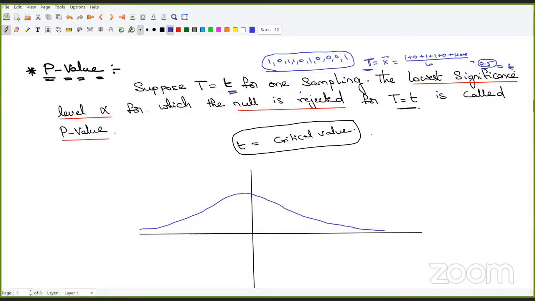So we have to fix our significance value according to that small t, no sir? Now in this p-value, we are going to find alpha for which this critical c is equal to small t. So why it is lowest is because of this. Let's suppose this is the c, and the corresponding alpha is the probability of this.